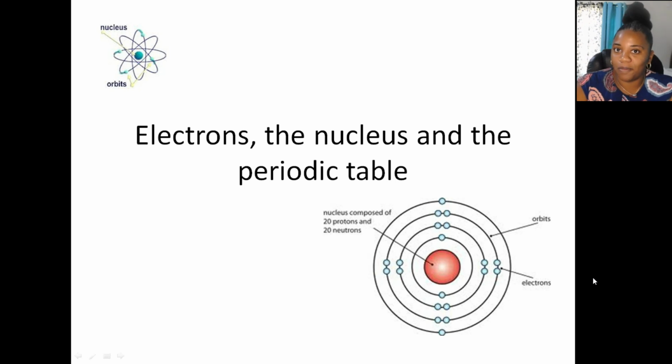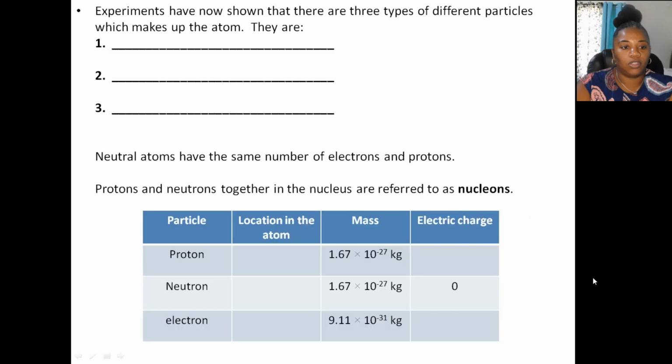Welcome back, and now we're on part 2 of physics of the atom. So now we're going to deal with electrons, the nucleus, and the periodic table. Experiments have now shown that there are 3 types of different particles which make up the atom. What are they? Of course, you know them because we did them a while ago. They are the electrons, protons, and the neutrons.